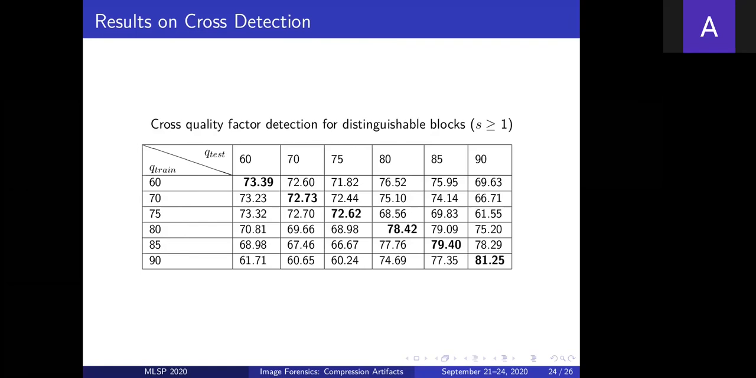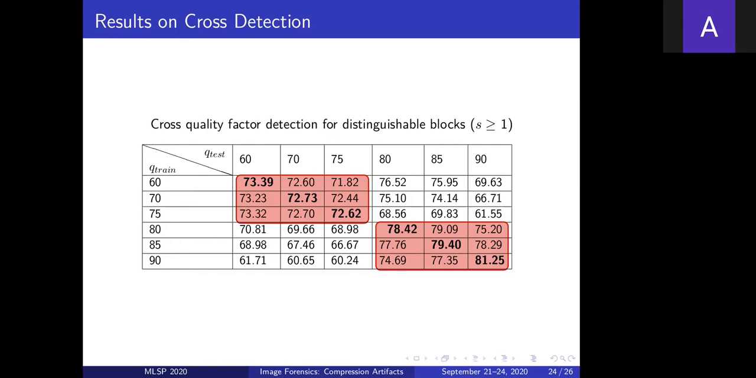Now we will discuss our approach on cross detection with training on one particular quality factor and testing on an unseen quality factor. As it can be observed in the table, our approach can generalize well to unseen quality factors with a small reduction in accuracy. We make one key observation over here, that the accuracy is maximum in the top left and bottom right corner of our table.